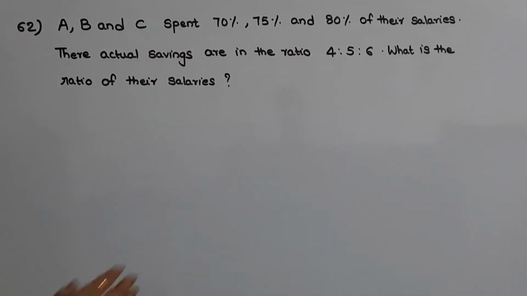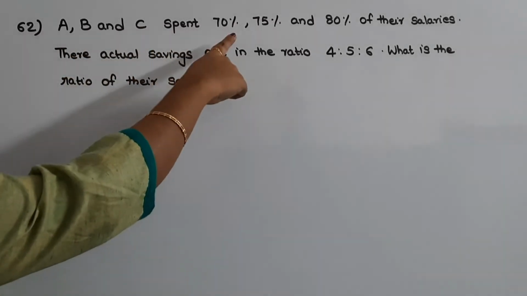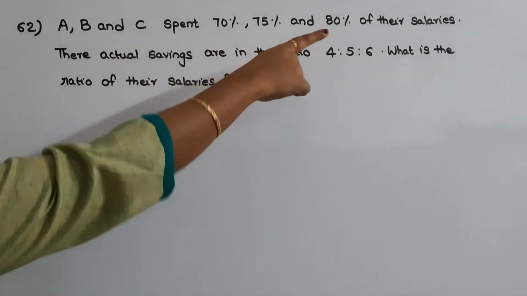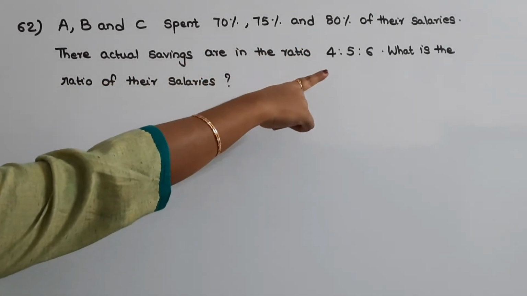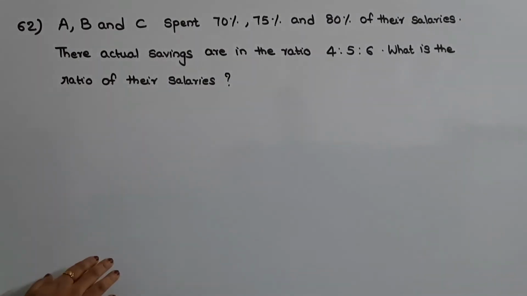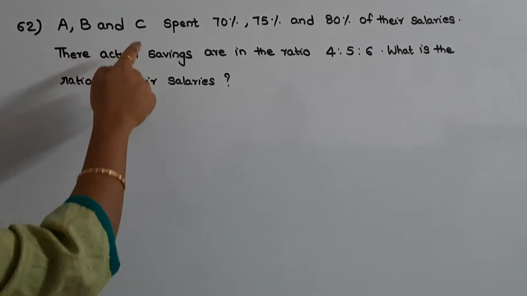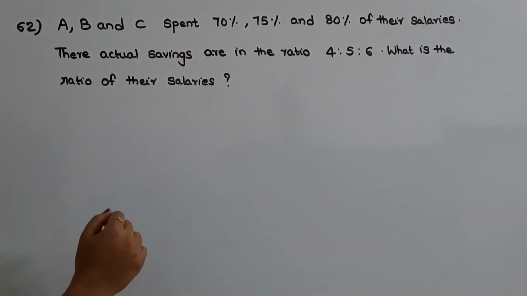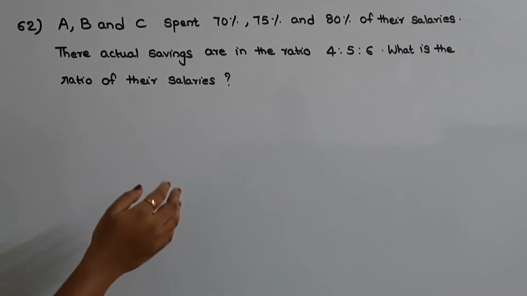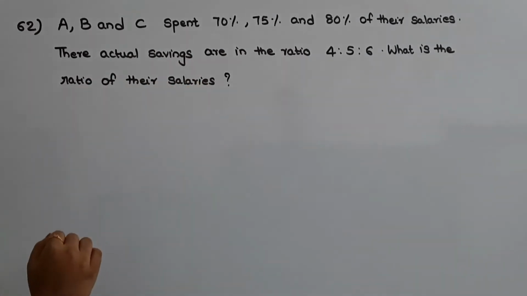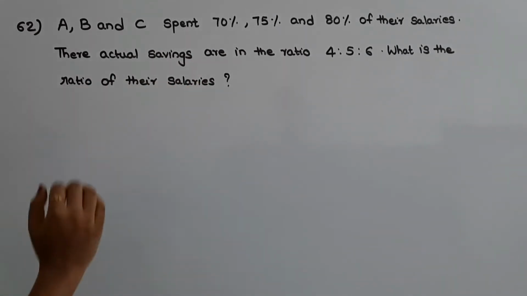The next question is, A, B and C spend 70%, 75% and 80% of their salaries. Their actual savings are in the ratio 4:5:6. What is the ratio of their salaries? So in this question, they have given the salary spent by 3 persons in terms of percentage. Then they have given the ratio of their actual savings. We need to find out the ratio of their salaries. So let us see how to solve this.